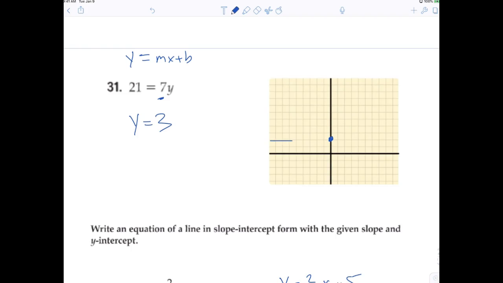All right? Through what, though? The dot. No, because that dot's in the wrong spot. That's 2. That's what I was telling you. Y equals 3.